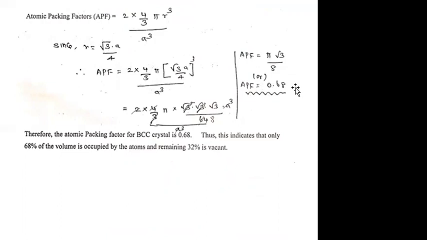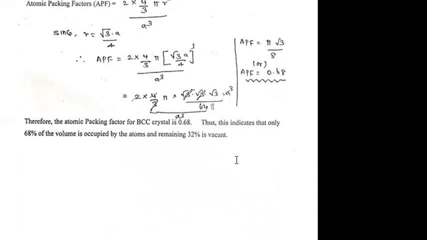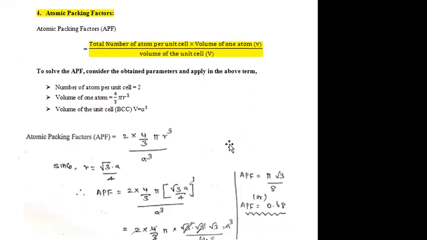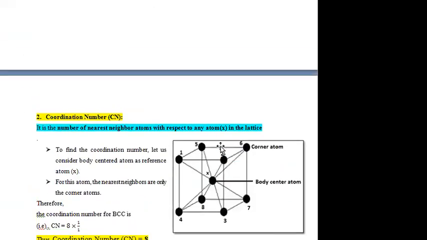So it means that 68% of the volume is occupied by the atoms in the unit cell, and the remaining 32% of the volume is vacant. This is the final conclusion for the BCC structure. From the obtained value, we are concluding how much of the atoms are available in the crystal structure. Here nearly 70%, that is 68%, is occupied, and 32% is not occupied. It is considered as an empty or vacant state. So that's all for the BCC crystal structure.